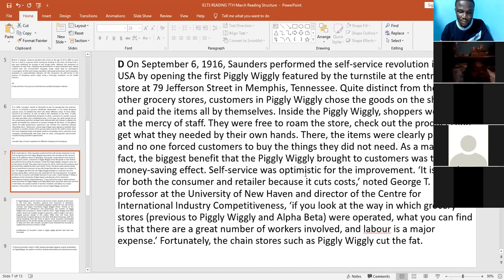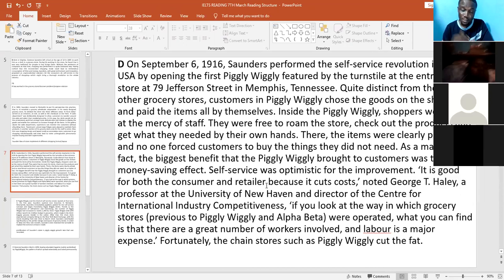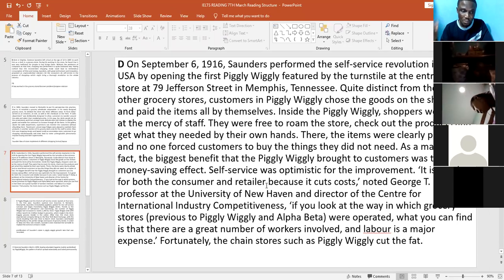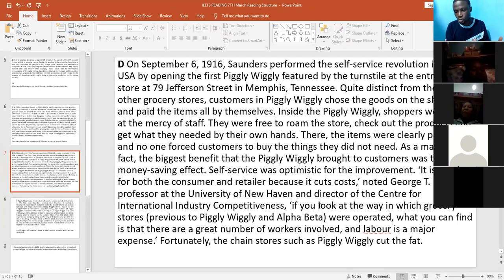Okay, self-service was optimistic for improvement. It's good for both customers. Now it's talking about the benefits. The first thing is talking about the future, then it came into the benefits. Because it says it's good for both, note the keywords they are using. According to George Allen, a professor and director, forget those ones, they are distractions. The only thing I normally say is to note the name of the person. I will get to that in the second concept, because there is a second concept. The first thing is the main idea.